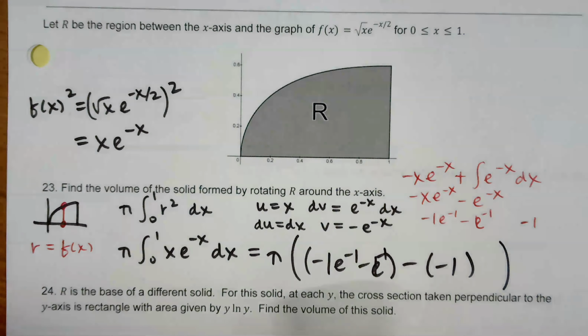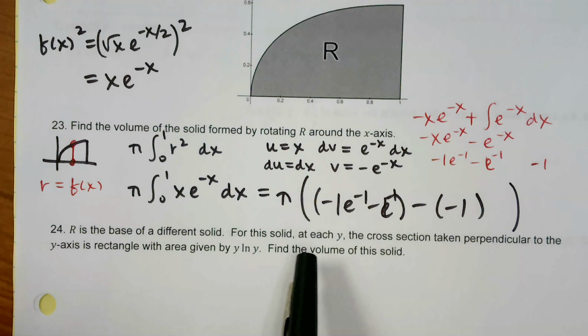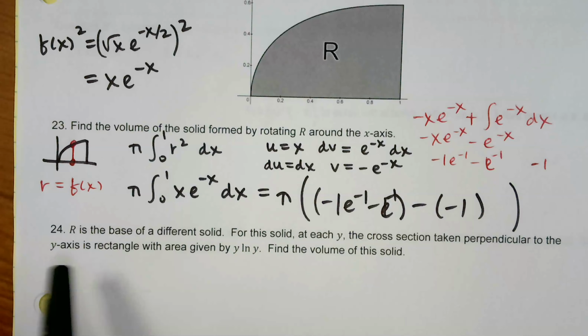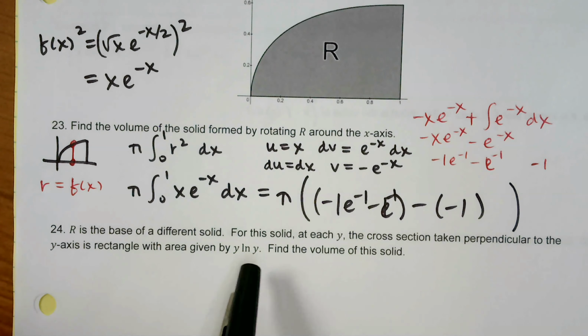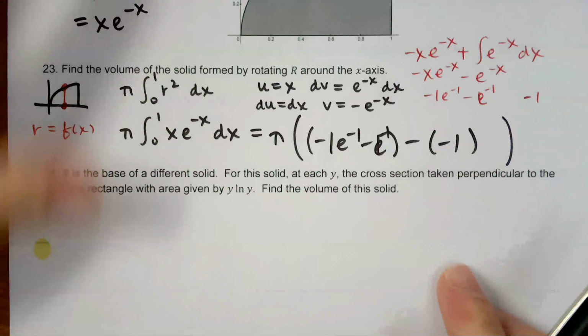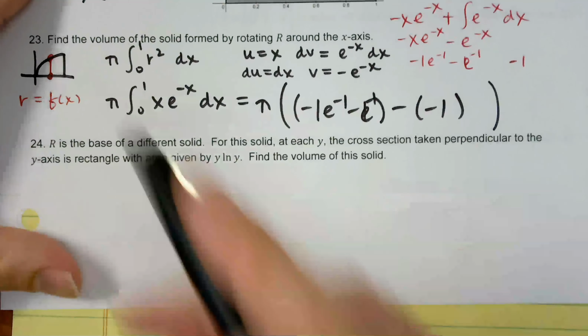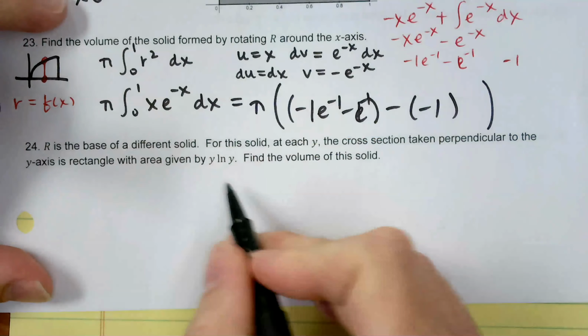So R is the base of a different solid. For this solid, at each y, the cross-section taken perpendicular to the y-axis is a rectangle with area given by y log y. Find the volume of the solid. This is great. This is one of those other cross-section situations. It's a rectangle, but they're telling me the area formula.